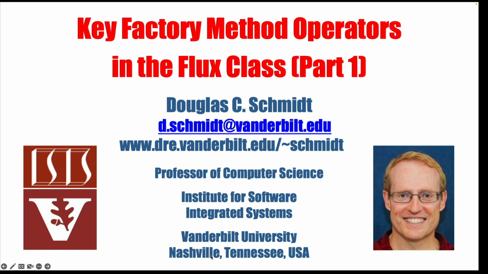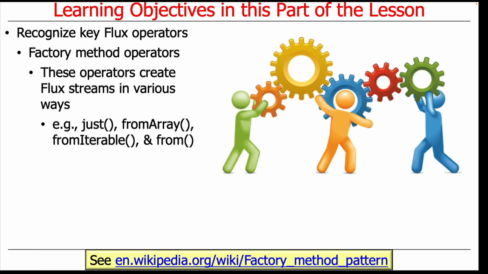So we're now going to start talking about some of the key operations, or operators as they're called, in the Flux class. And we're going to start by talking about factory methods. The reason we talk about factory methods is we've got to find a way to get a flux created, and factory methods are the means by which we do that. And of course, hopefully you're familiar with the factory method pattern from the Gang of Four book.